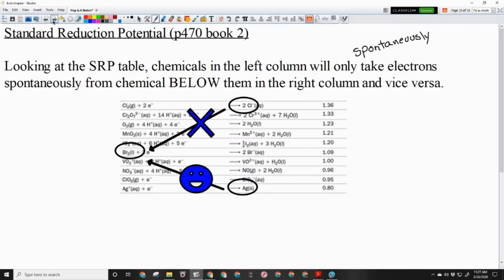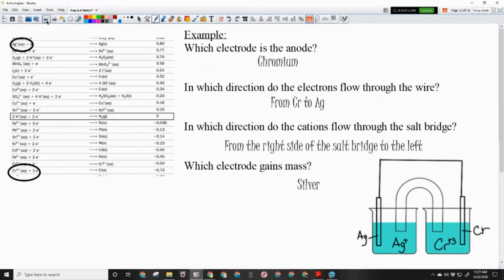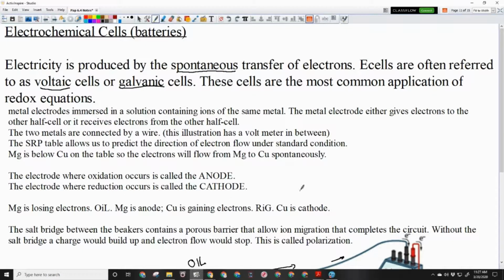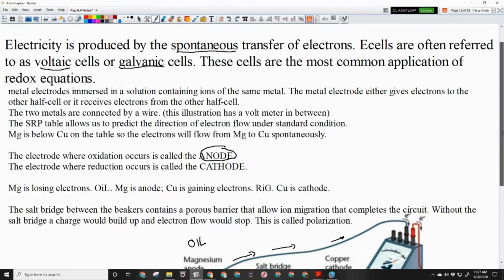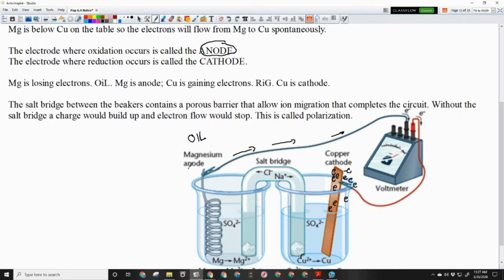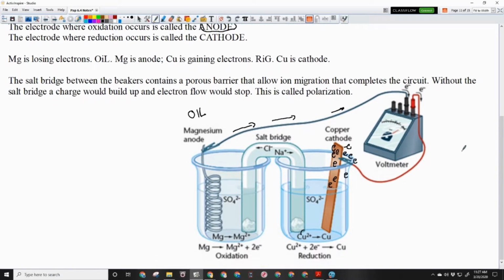So if magnesium is losing electrons, then it means that it's being oxidized. The electrode where oxidation occurs is called the anode. So there's some vocabulary for you. So this is the anode. It says here magnesium anode. And the other side, where reduction is occurring, is called the cathode. So this is the copper cathode. We see that right here. So this side is gaining electrons.